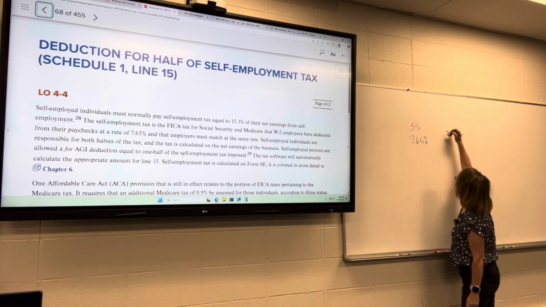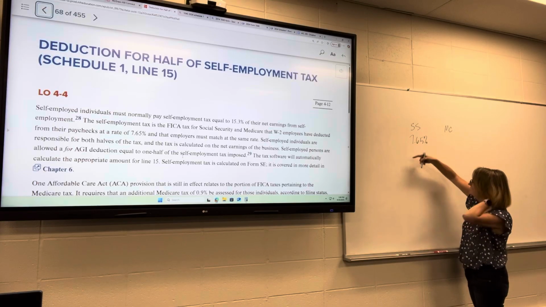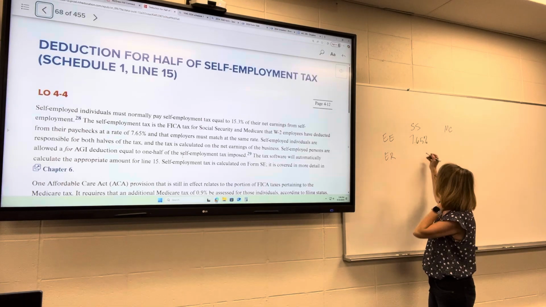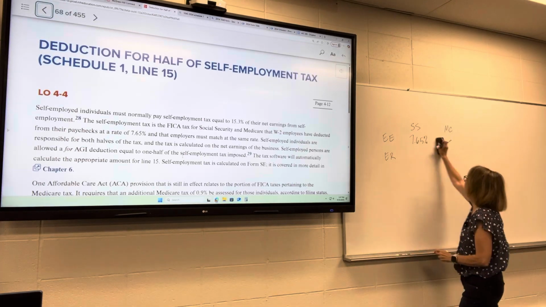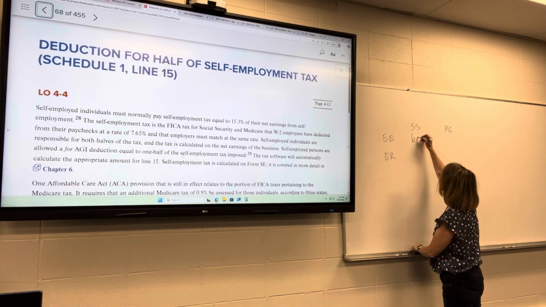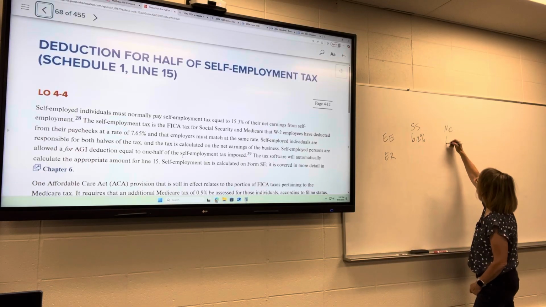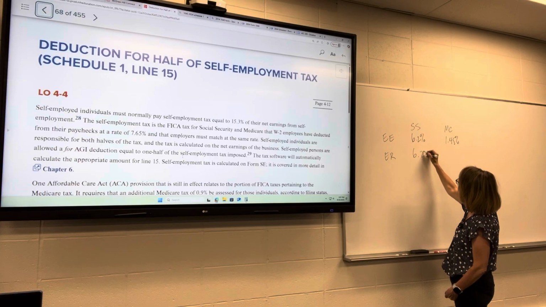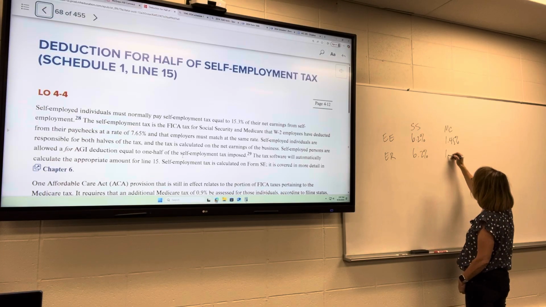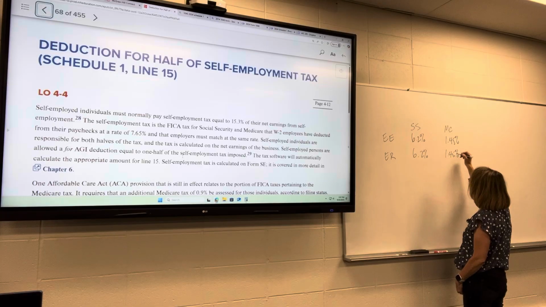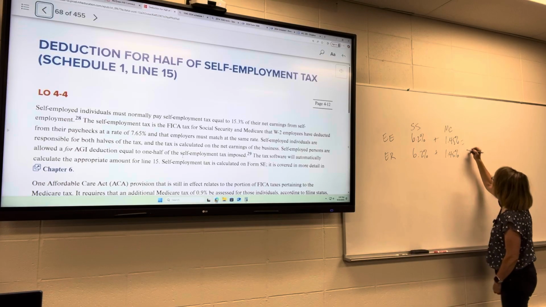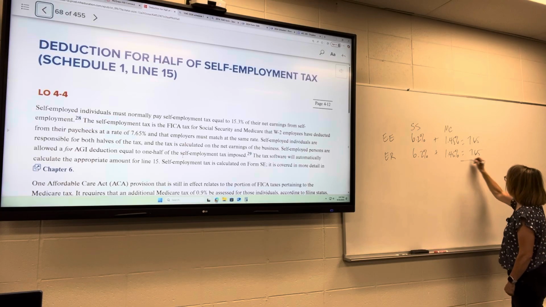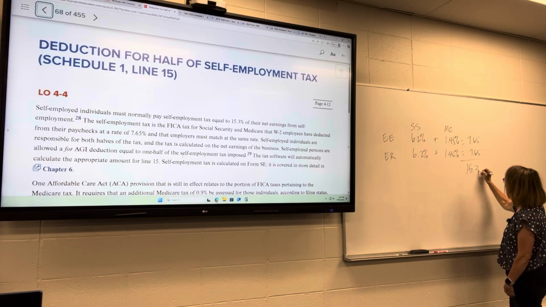7.65%, and Medicare tax. This is for each, so the employee portion and the employer portion. Not 7.6, what am I doing, 6.2. Medicare tax is 1.45, and then the same for the employer. So add all that up, 7.65, 7.65, add that together, you get 15.3%.